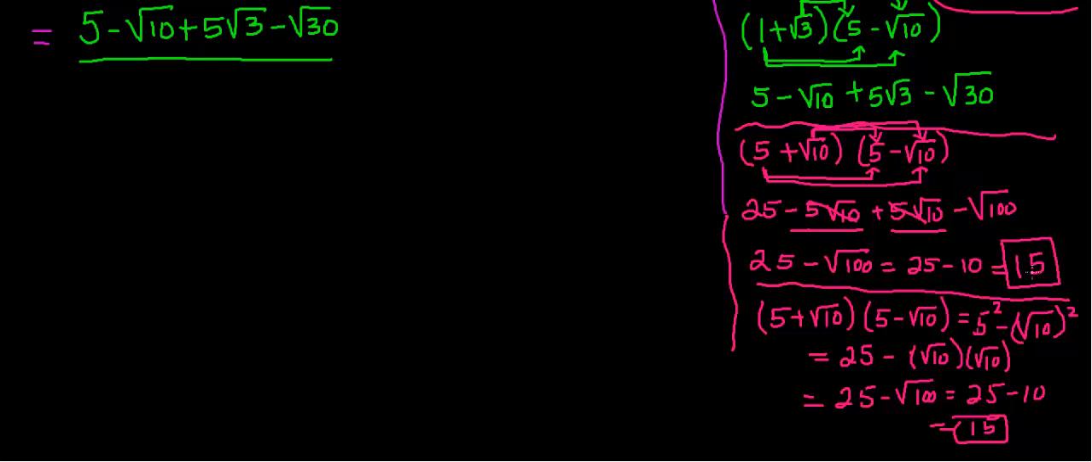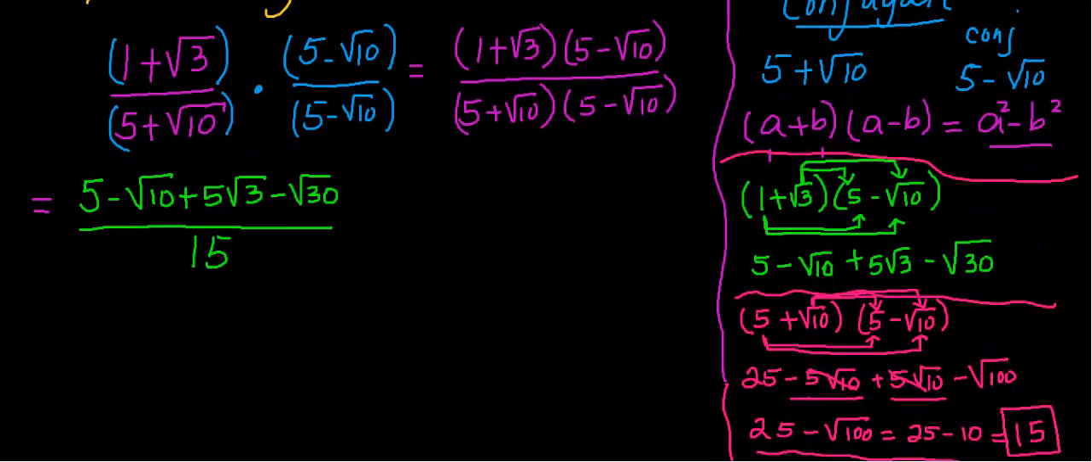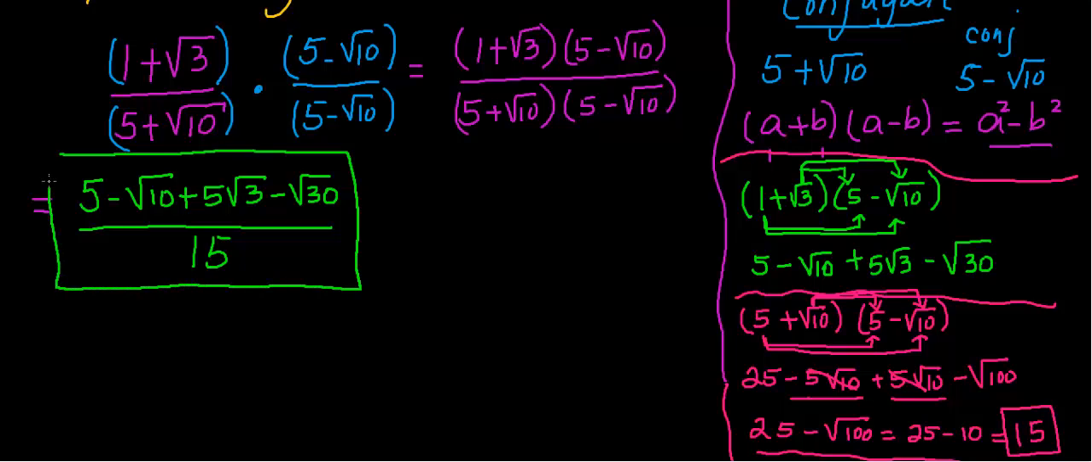And we get the same thing, using FOIL or using the shortcut. Okay, so my denominator here is 15. And notice that I was able to rationalize the denominator. I don't have any radicals in the denominator. Okay, I hope you understood, and I'll see you in the next video.